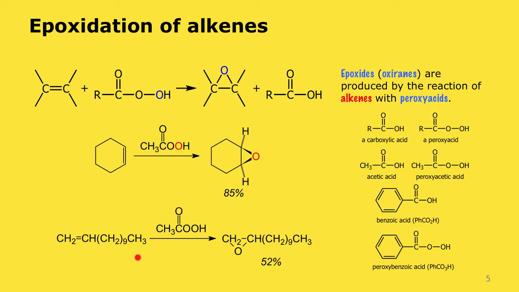So here's a simple example of that alkene transformed into an epoxide. This may seem like a low yield, but epoxides are very sensitive compounds because of the ring strain, and they're prone to undergoing nucleophilic ring opening, something we'll talk about a little bit later.